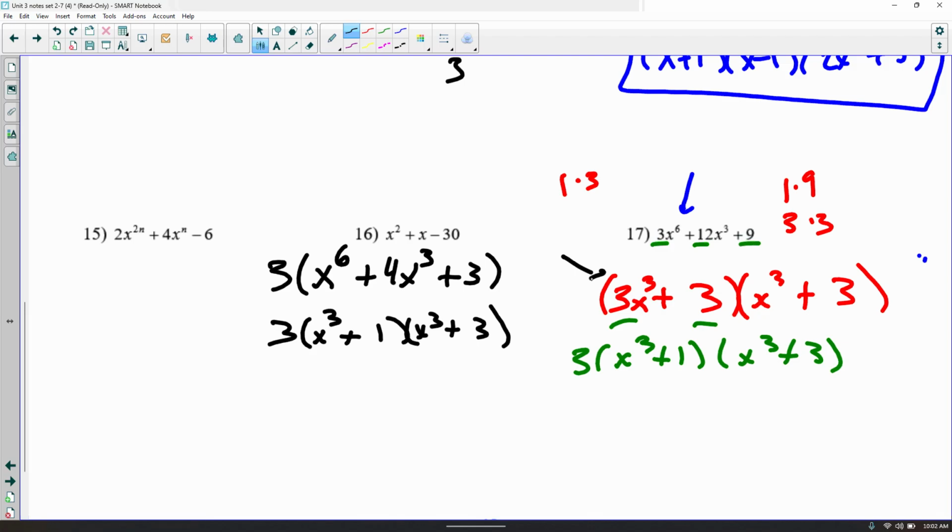Now, again, look at your answers. That's an x to the 6. It's higher than a 2. You've got to look at your factors in your answers. And what do you notice?